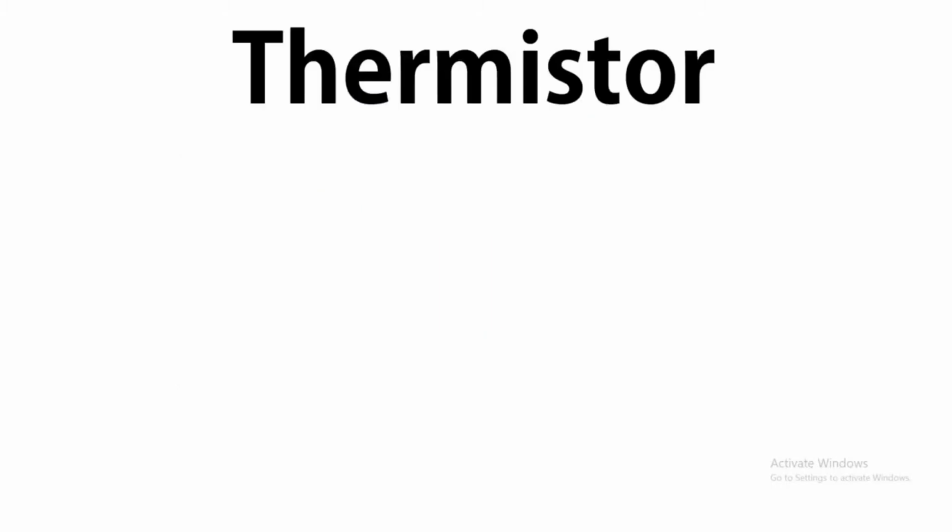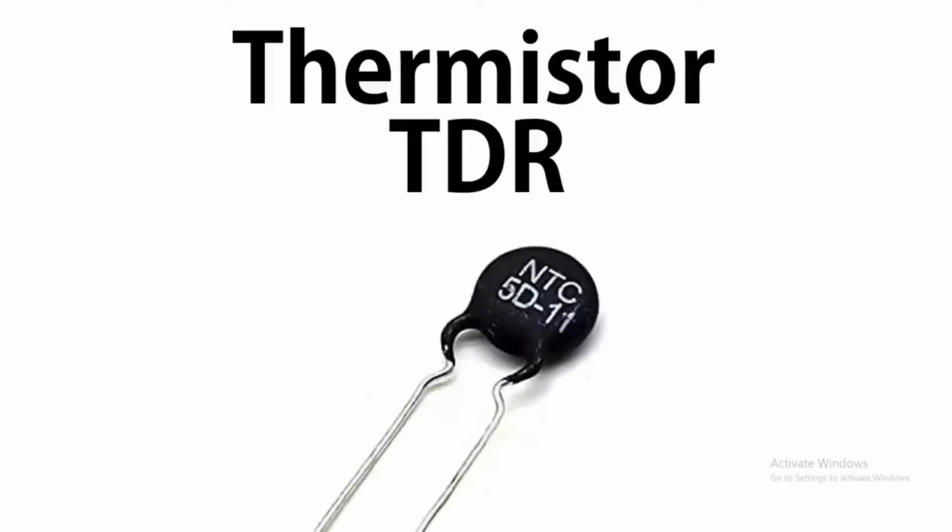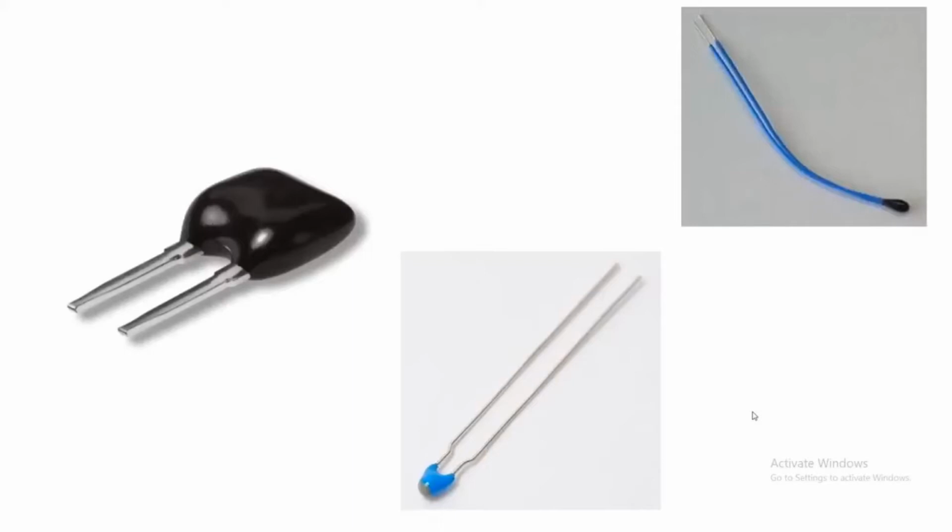The next type is the thermistor. Thermistor is also called TDR, temperature dependent resistor. It looks like this. We use this thermistor in those parts of the circuits where the temperature is very high. We need to save our circuit from the high temperature, because that temperature will damage our circuits.